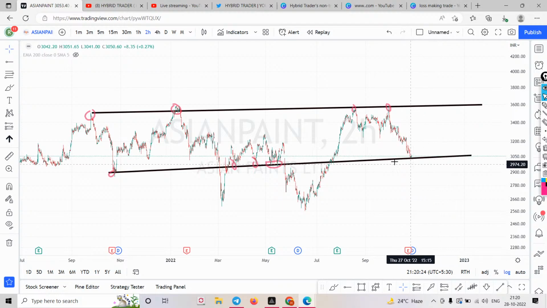who knows? Even from here, it might bounce back. Who knows if Nifty also goes up? Or else it will come down. If it comes down, I'll accept 1%, 2% based on my risk appetite.